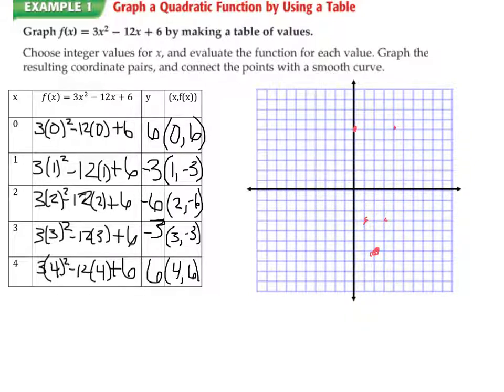And then we can go ahead and connect all of our dots with one smooth line, which is going to create a U shape or a parabola, which is what it should be since we're graphing quadratic functions.